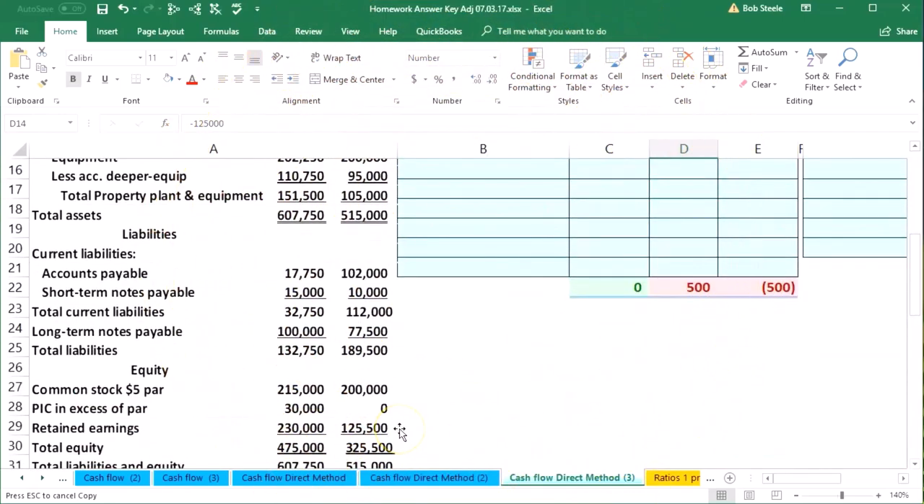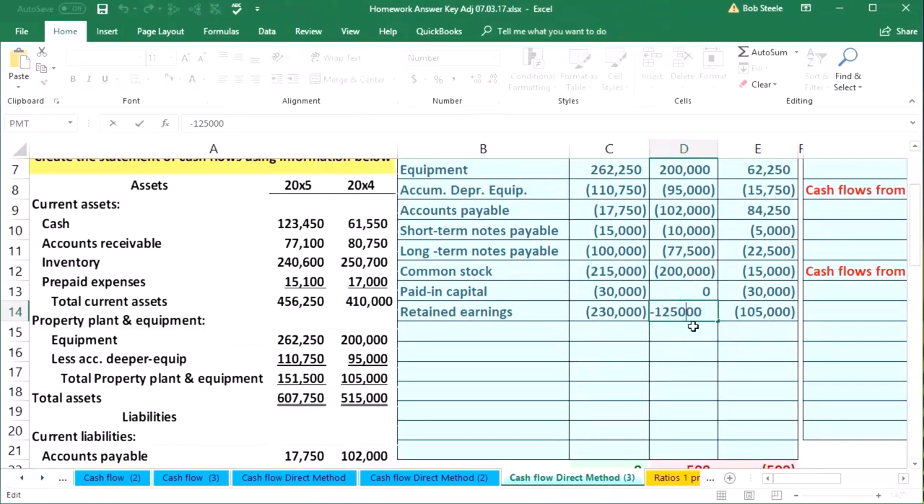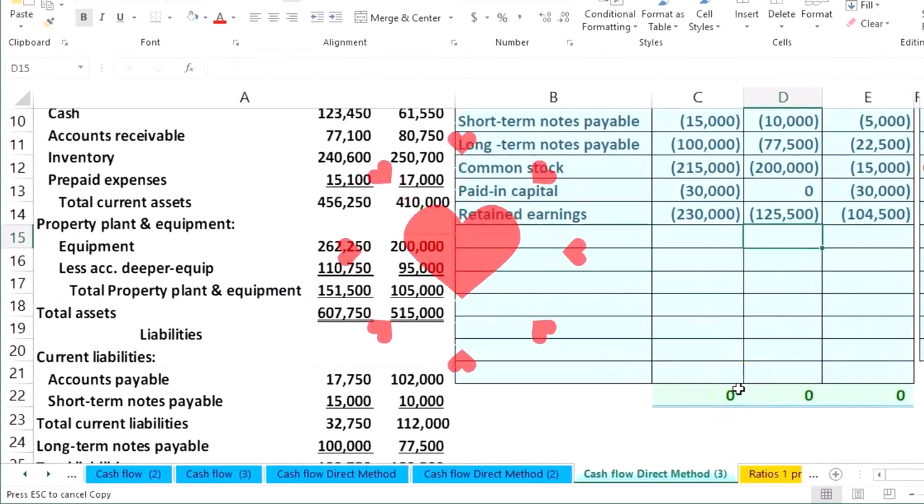So retained earnings was 225,500. So I'm just gonna double click here and add that 500. Okay, so that gives us something in balance. That gives us a pretty good indication that our worksheet is working now.